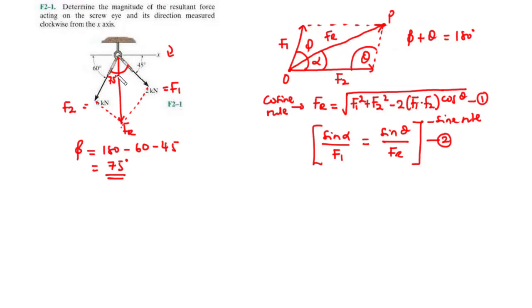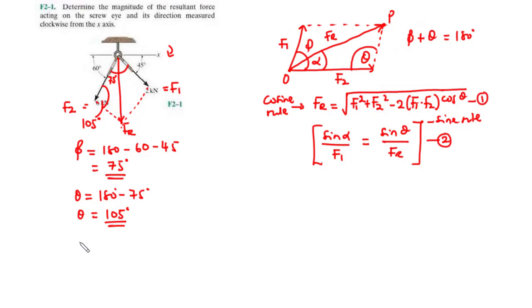Now since these two angles are supplementary, then if this is 75, to find the value of the angle theta, we basically subtract 75 from 180, and then we have theta equal to 105 degrees. So this is the value of this angle, theta, 105 degrees. Now since we have the values of the two forces and we know the angle theta, we can use the cosine rule to find the magnitude of Fr. So that is exactly what we are going to do.